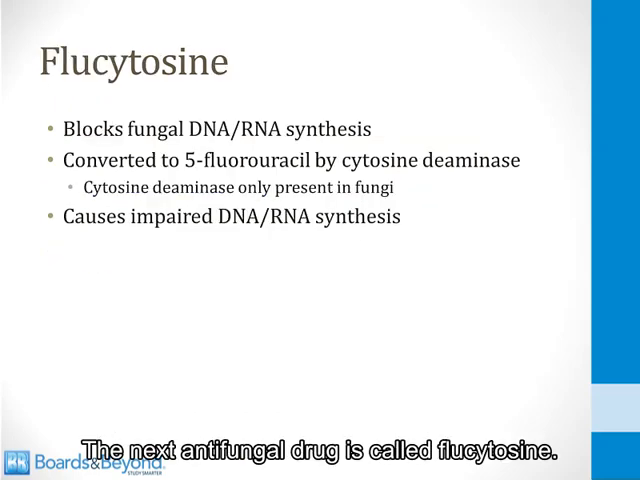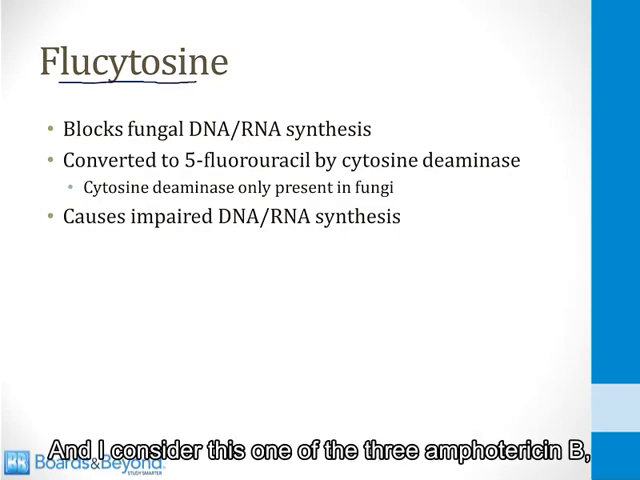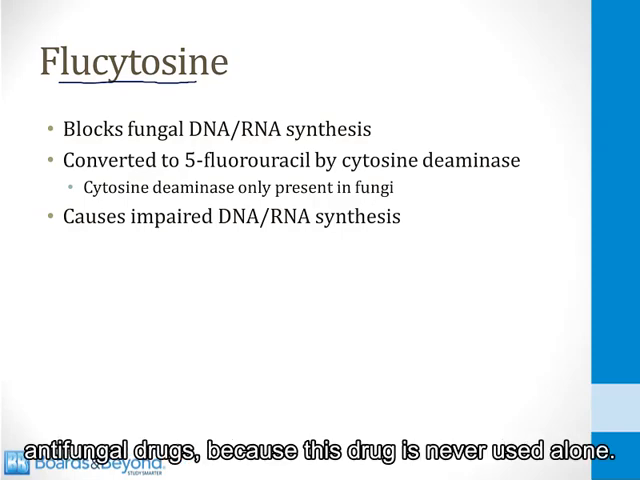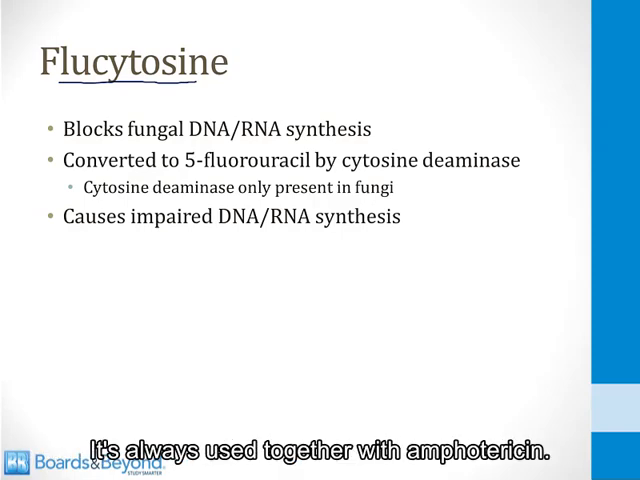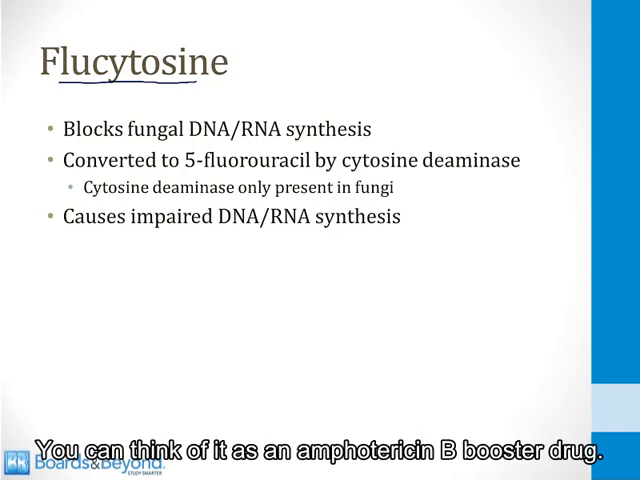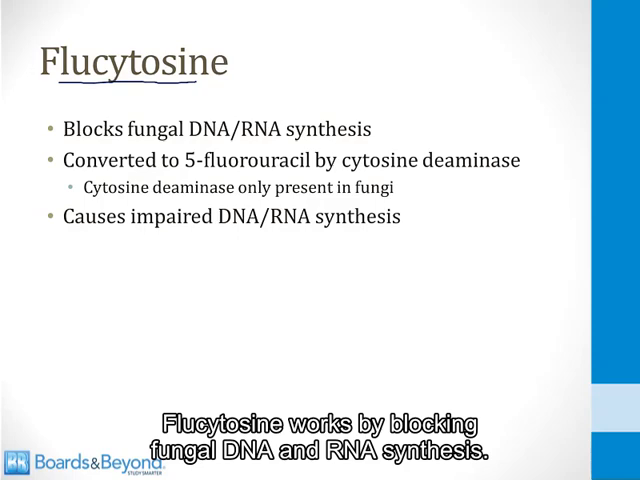The next antifungal drug is called flucytosine, and I consider this one of the 3 amphotericin B antifungal drugs because this drug is never used alone. It's always used together with amphotericin. You can think of it as an amphotericin B booster drug. Flucytosine works by blocking fungal DNA and RNA synthesis.